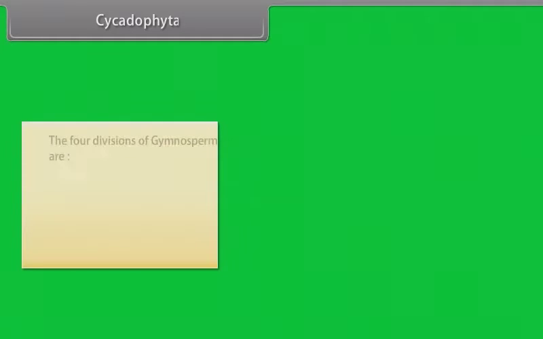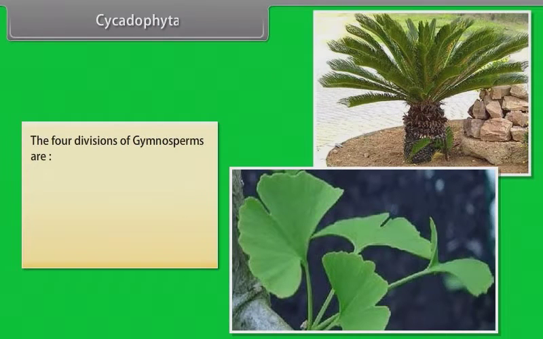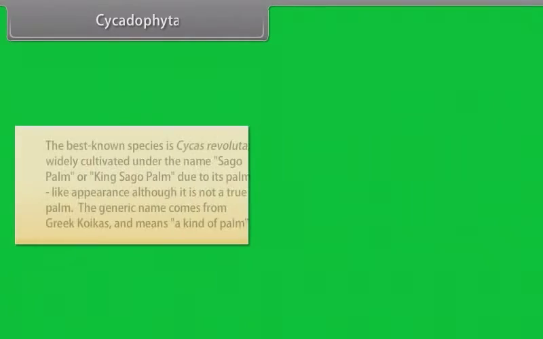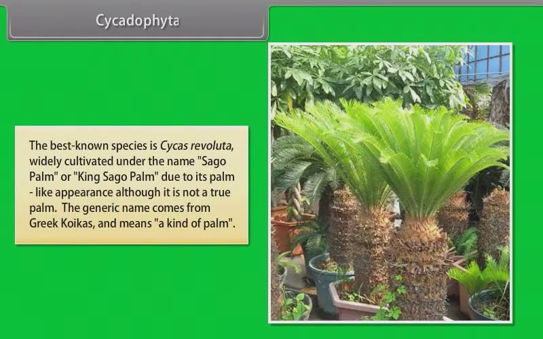Cycadophyta. The 4 divisions of gymnosperms are Cycadophyta, for example Cycas; Ginkgophyta, Ginkgo; Gnetophyta, Ephedra; and Coniferophyta, Pinus. The best-known species is Cycas revoluta, widely cultivated under the name sago palm or king sago palm due to its palm-like appearance, although it is not a true palm. The generic name comes from the Greek koikos and means a kind of palm.